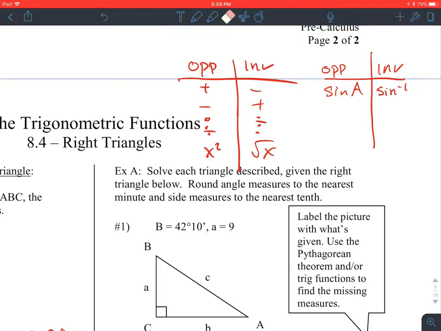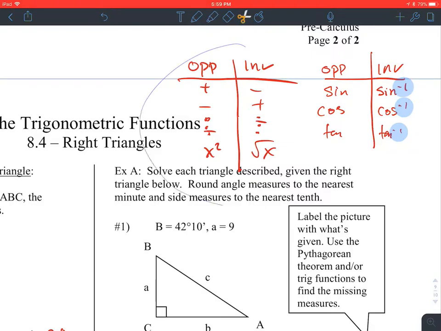Let me just get rid of this A. Sine and sine inverse are opposite operations. Cosine and cosine inverse are opposite operations. Tangent and tangent inverse are opposite operations. It's important to note that in this context, this -1 is written as an exponent, but it does not mean an exponent. It does not mean to reciprocate it. It means the inverse of that trig function.